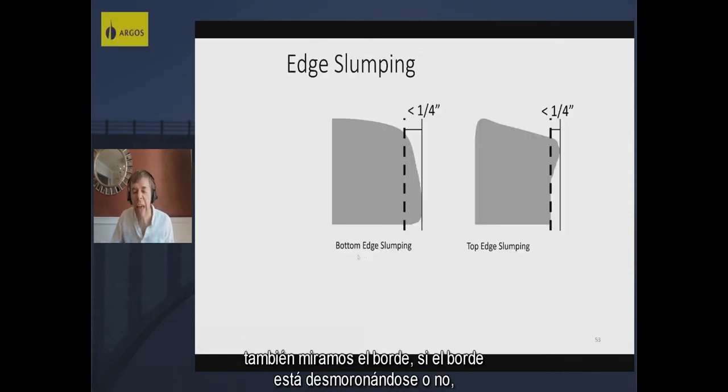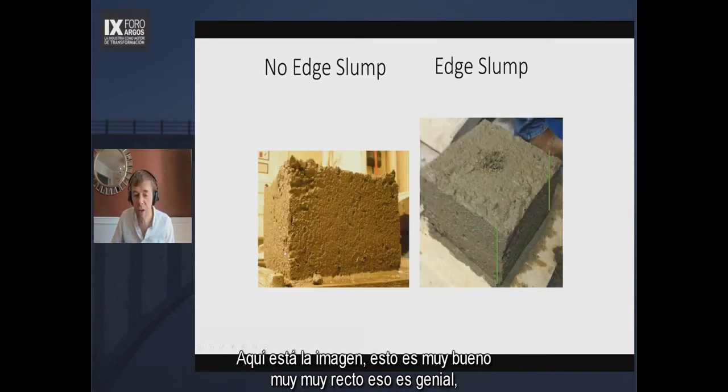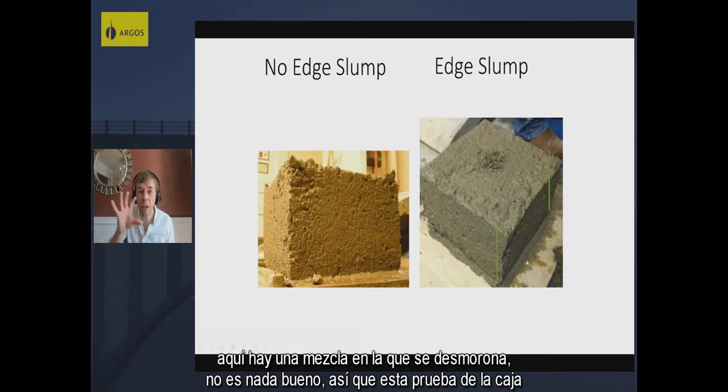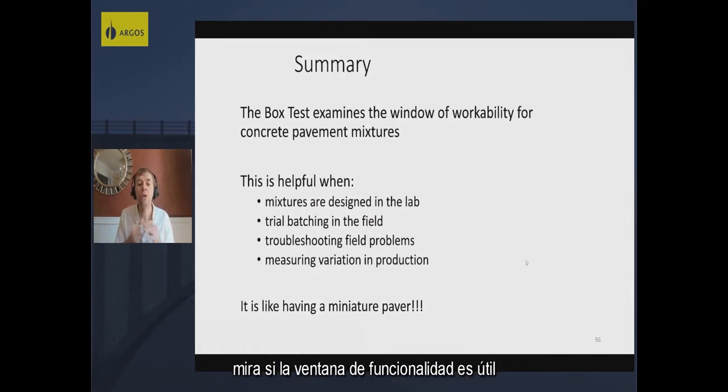We also look at the edge. Is the edge falling or not? Because we don't want our mixture to be too workable. So here's a picture. This is very good, very, very straight. That's great. Here's a mixture where it's falling over. Not good. So this box test looks at the window of workability.